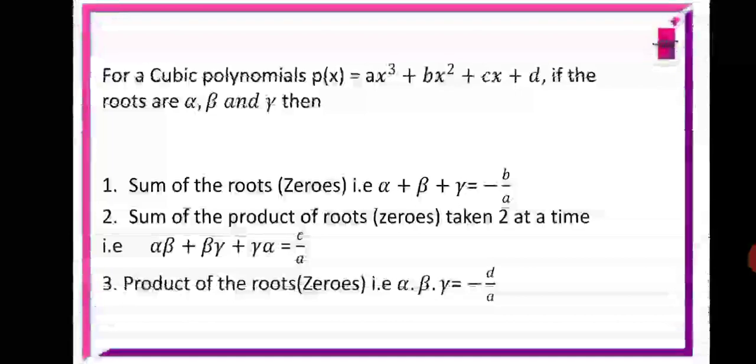For a cubic polynomial p of x equal to ax cube plus bx square plus cx plus d, if the roots are alpha, beta and gamma, then the sum of the roots (zeros), that is alpha plus beta plus gamma, equals minus b by a. The sum of the products of roots taken two at a time, that is alpha beta plus beta gamma plus gamma alpha, equals c by a. The product of the roots, that is alpha beta gamma, equals minus d by a.